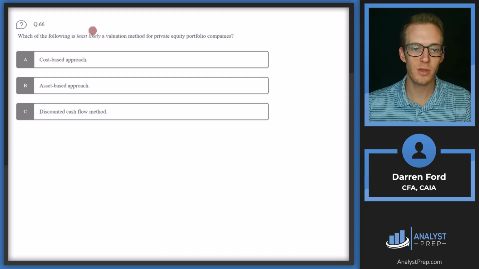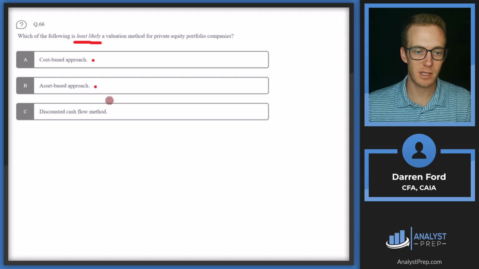Question 66. Which of the following is least likely a valuation method for private equity portfolio companies? So we've got least likely. So one of these is going to be the worst valuation methodology, and two will be okay. So we've got cost-based approach, asset-based approach, and discounted cash flow method. Discounted cash flow we can rule off right away. This is a lot of times what will be used for these private equity portfolio companies. Cash flow is a very important part of private equity investing, so it can often be used to value those businesses.